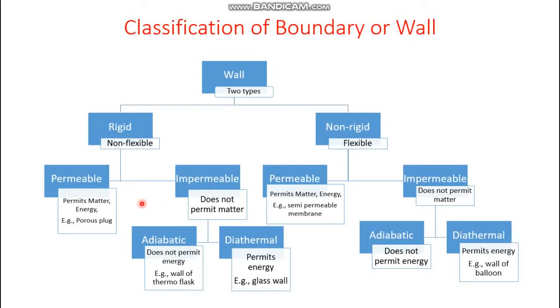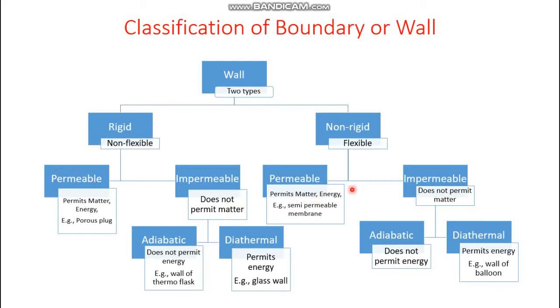Now rigid walls and non-rigid walls both are of two types, and these types are permeable and impermeable. Permeable walls actually allow matter to pass as well as energy, whereas an impermeable wall does not permit matter, but it may or may not permit energy to pass through it.